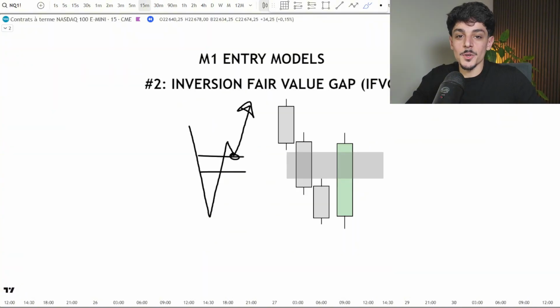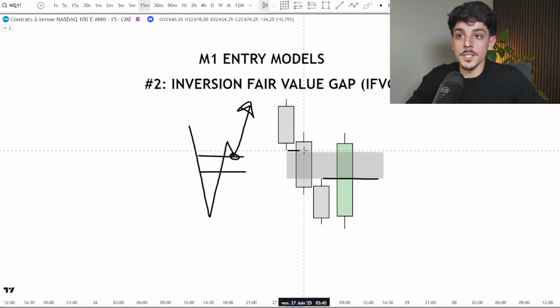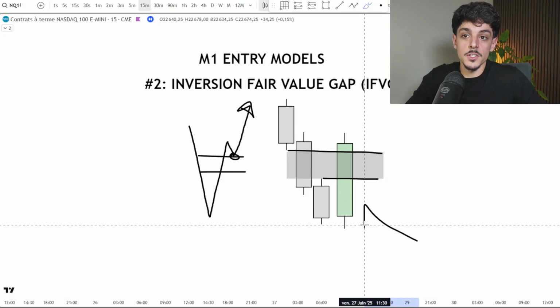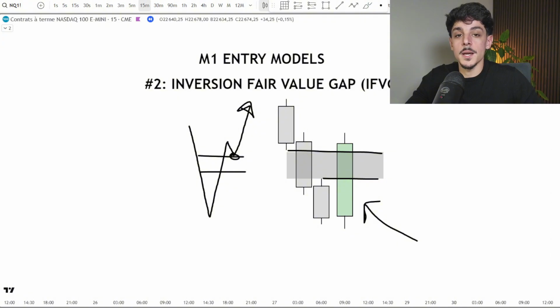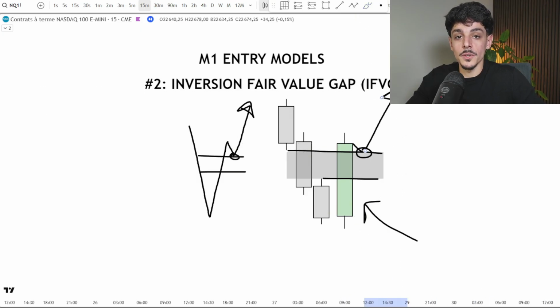The second entry model we have for this strategy is called the inversion fair value gap. So you can locate a fair value gap by looking at a 3 consecutive bearish candle pattern where the up wick of the third candle does not touch into the down wick of the first. So once you see this, you know that as soon as you close above this fair value gap, you have an inversion fair value gap, which also acts as support. And this is where you would want to take your long entry back into the internal 15-minute gap.